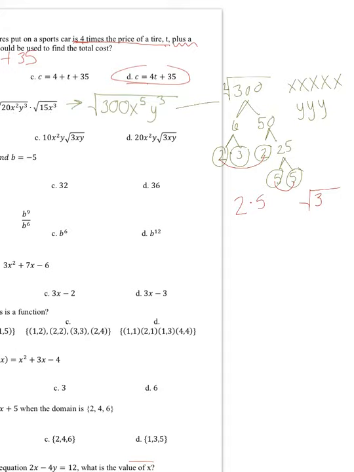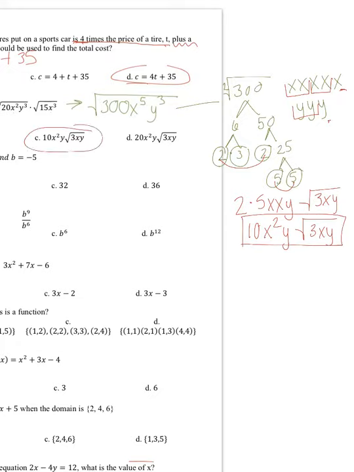Again, index of 2, so I need matches of 2. I've got 2 sets of x's that can pair up. Write those out. I've got a pair of y's that can be matched up. That gets written outside. The leftover x and the leftover y have to stay inside the radical. And then we clean it up. Multiply anything together that's outside. 2 times 5 is 10. X times x is x squared with a y. And inside the radical, multiply anything that you can. That would stay the same in this case for the 3xy. Looking at all of those, that's going to match my answer choice C.